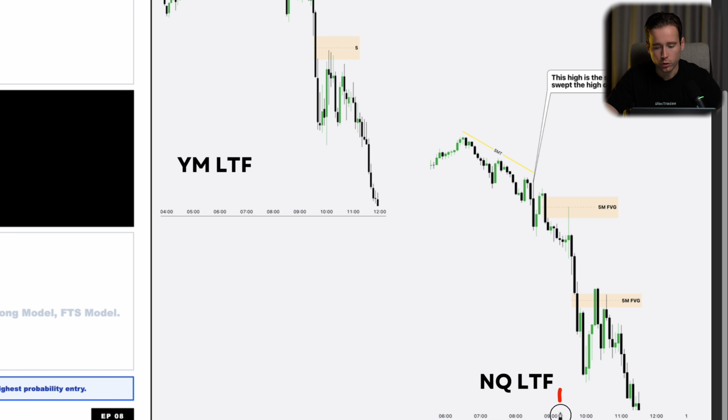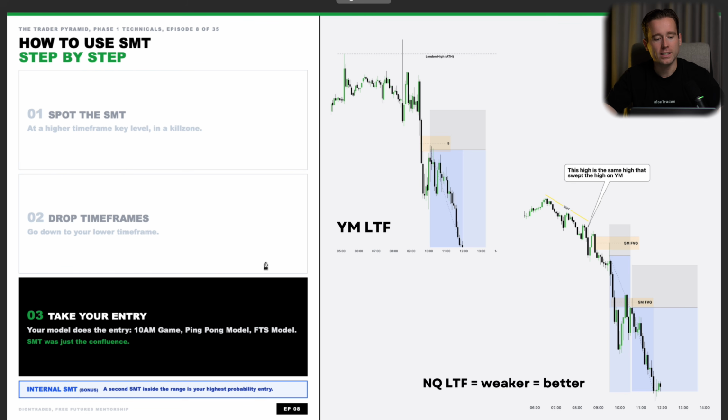When? During the New York Open and 10 a.m. game. That is why you should study episode 1 of this mentorship, because this actually comes back into all the entry models. And then step 3 is take your entry. Your model itself does the entry. You just spotted an SMT, a potential reversal, and then the model does the heavy lifting.